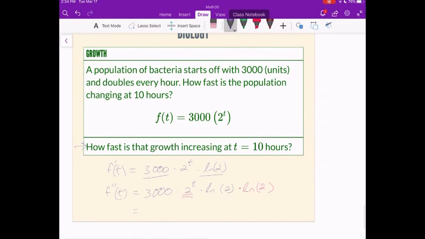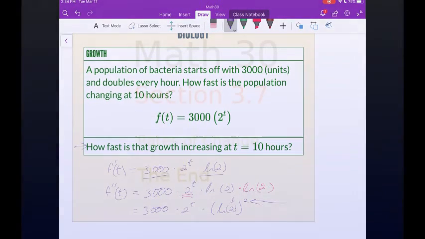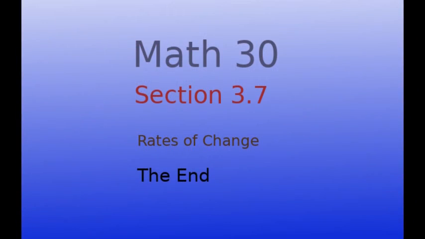So this f double prime is really 3000 times 2 to the t times ln of 2 squared. And don't try to use any log rules on this. The exponential log rule only applies when the exponent is on the inside argument. But here we're squaring the entire natural log of 2.